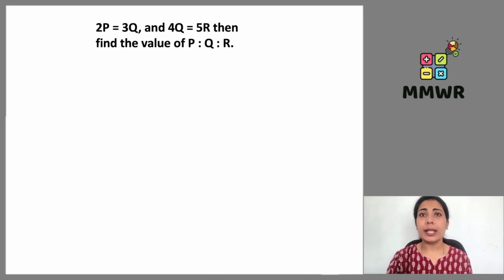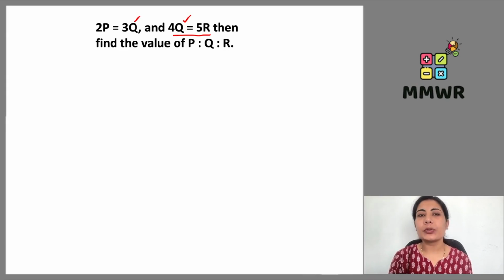Similarly, we will look at a different problem, but this time I'll be showing you the shortcut method. So 2P is equal to 3Q and 4Q is equal to 5R. These two relations are given to us, not ratios. So the relation between P and Q is given, the relation between Q and R is given. So Q is common at both the places. Somehow we have to make it the same.